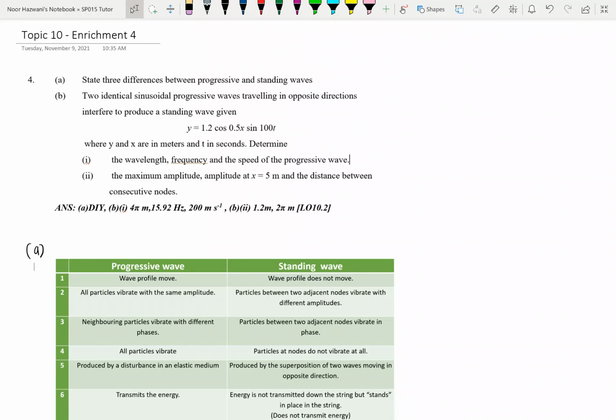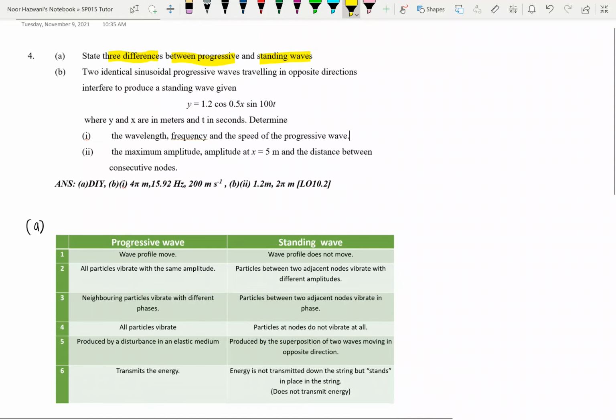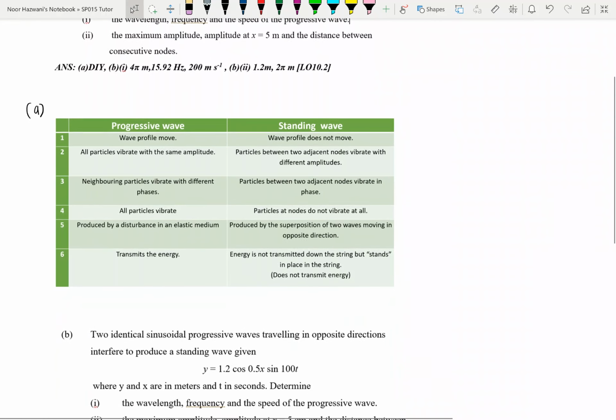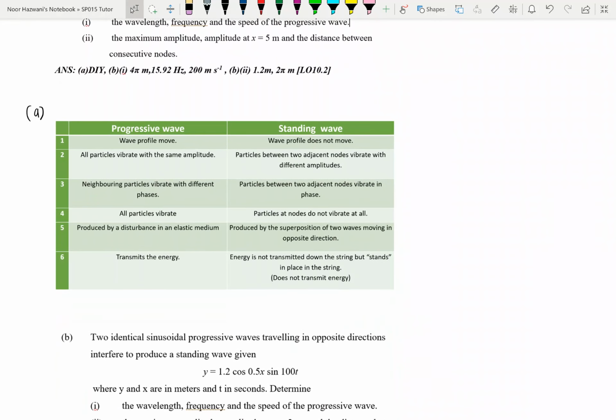So let's proceed our discussion for enrichment number 4. The question is, for part A, state 3 differences between progressive and standing wave. So dia nak 3 perbezaan di antara progressive dan juga standing wave. So kat sini I provide 6 answers lah. So you may choose 3 of them. So mana-mana lah, cari yang paling pendek lah supaya kita mudah nak ingat.